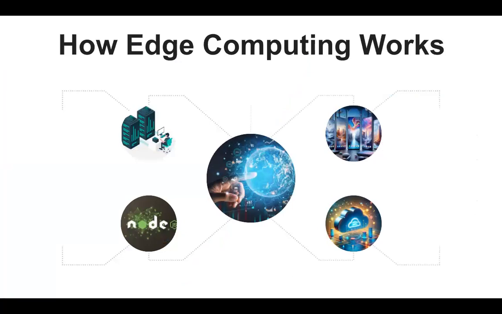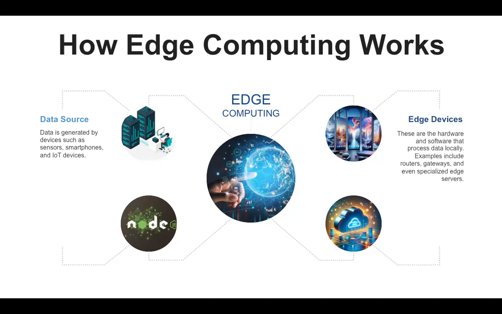How edge computing works. Edge computing is all a matter of location. In traditional enterprise computing, data is produced at a client endpoint, such as a user's computer. So, the working includes a data source. Data is generated by devices, such as sensors, smartphones, or IoT devices.